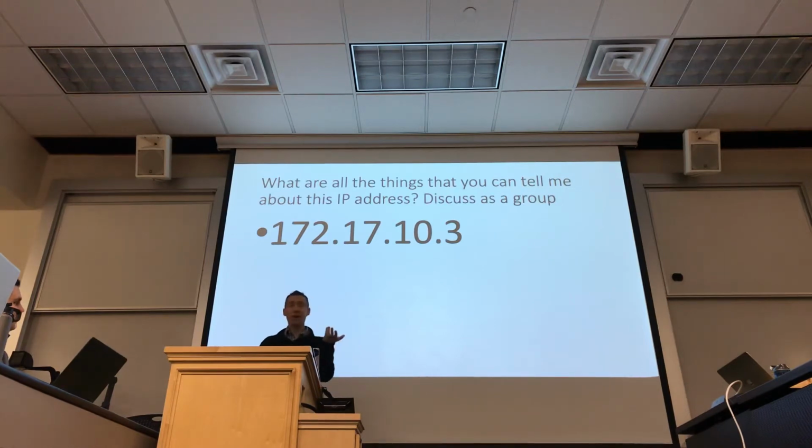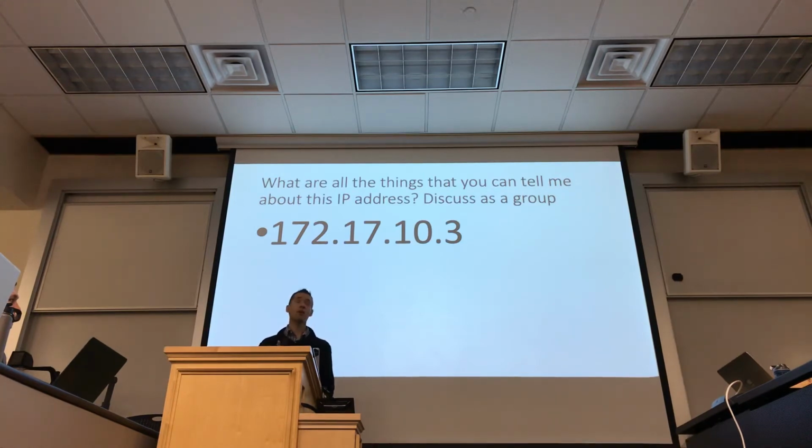You can tell me what it is in binary. And yes, I was thinking of that. Yeah? So the network is 172.17. It probably is. That's a good guess. You don't know for sure yet, because we're missing that extra piece, which is our subnet mask. We don't know where the dividing point is necessarily.